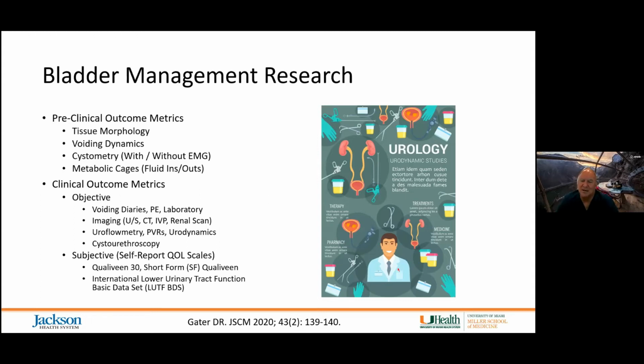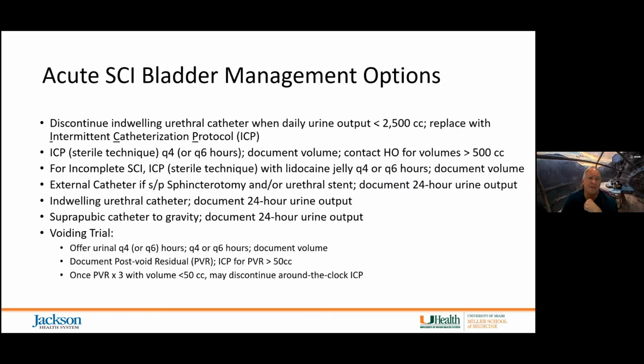Also, the consumers really wanted to be able to provide self-report quality of life metrics. And so the Qualiveen 30 and the short form Qualiveen were recommended, as well as the International Lower Urinary Tract Function Basic Data Set. So these are options.